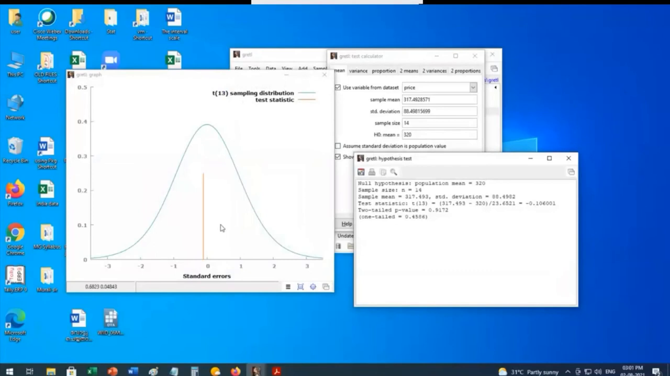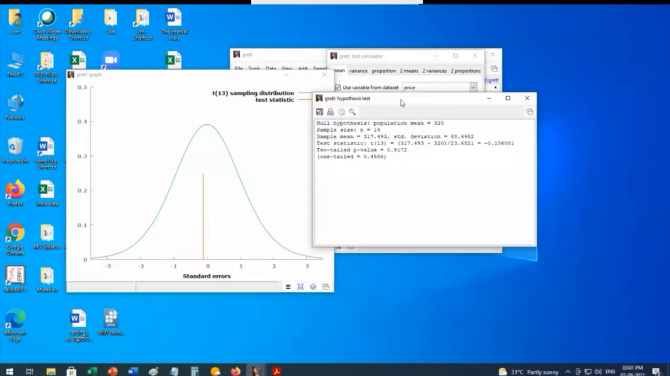this is the critical value given. The estimated critical value is this one, and to the right of this we have the rejection region, not the critical value. This is the estimated value. Okay, this is the estimated value. Now see, we have the sample mean, then the test statistic is given as minus 0.106. That is given by this one, minus 0.106.